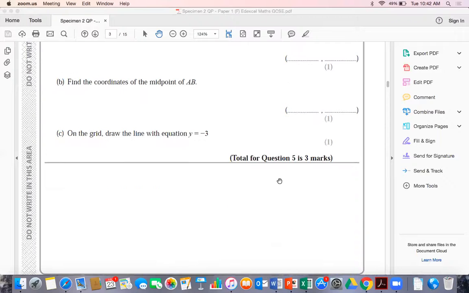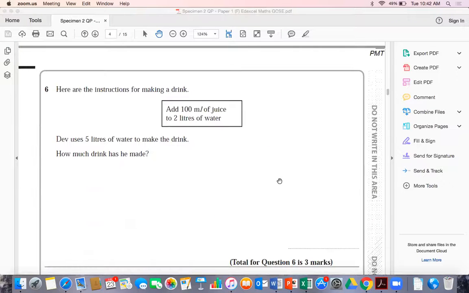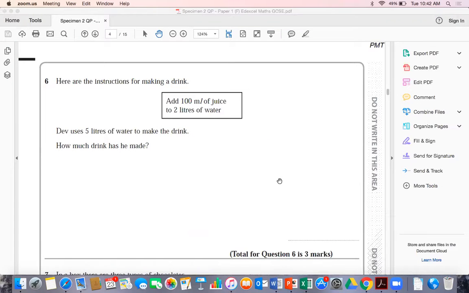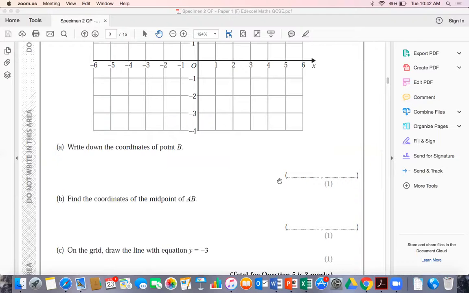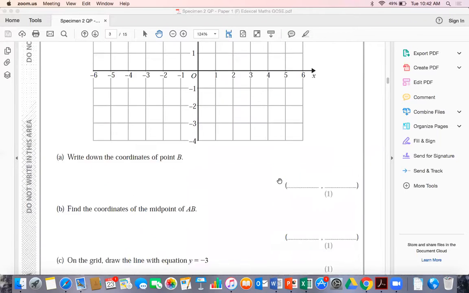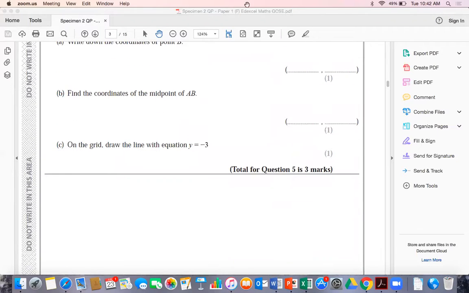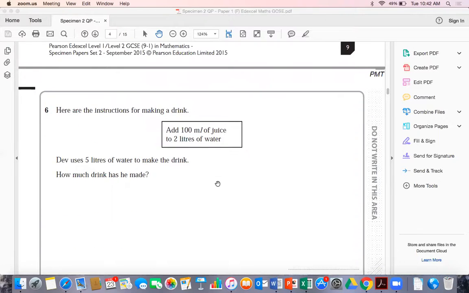You all cannot do it. Yeah, this one I don't know how to do. That's why they say on the grid draw a line with the equation y equals -3. That also I didn't do. Yeah, that's what you need to do. You all haven't learned that. Okay. Next one, number 6.